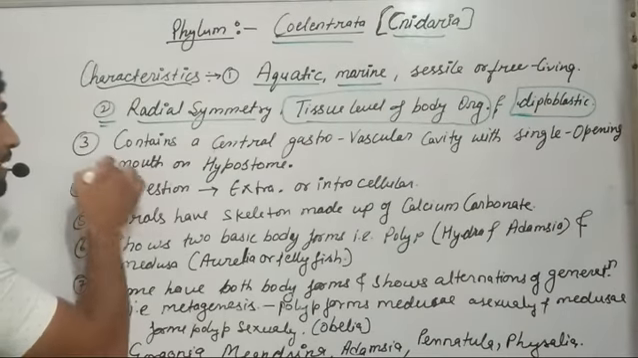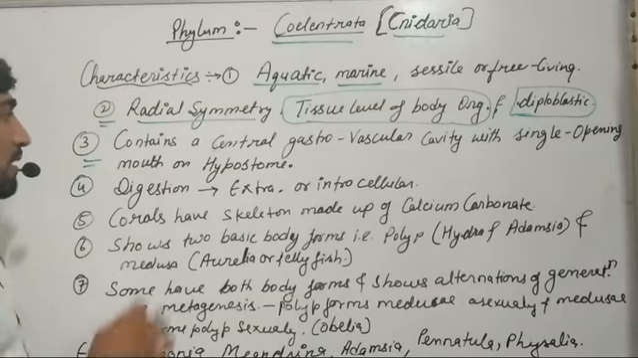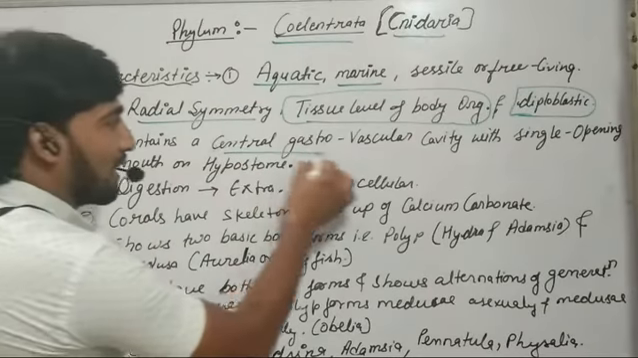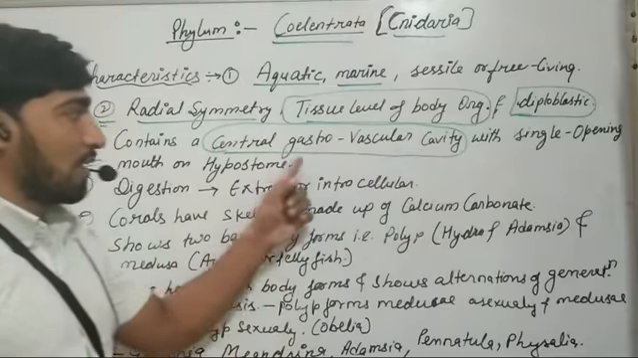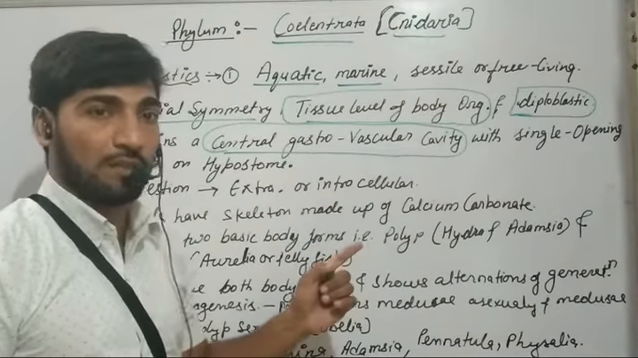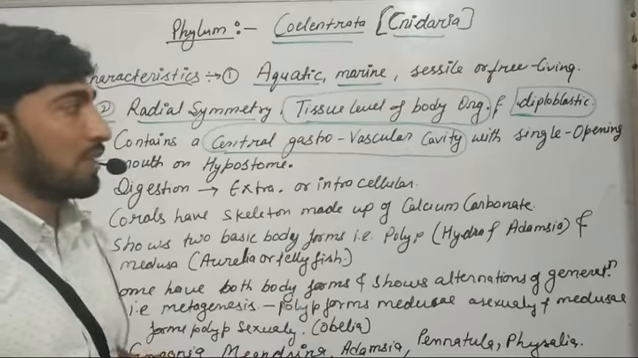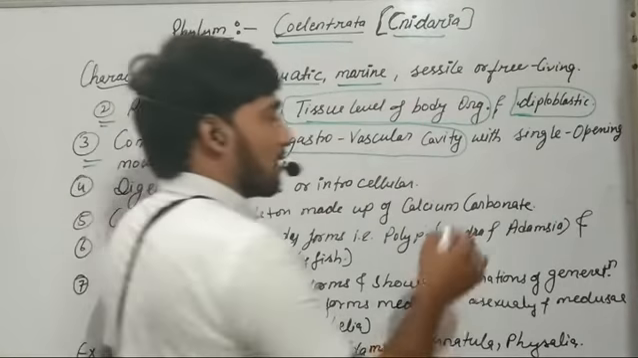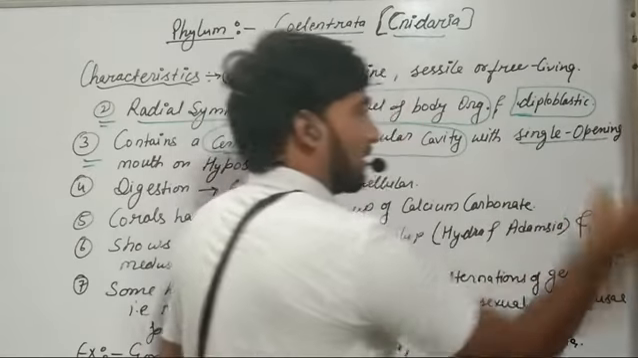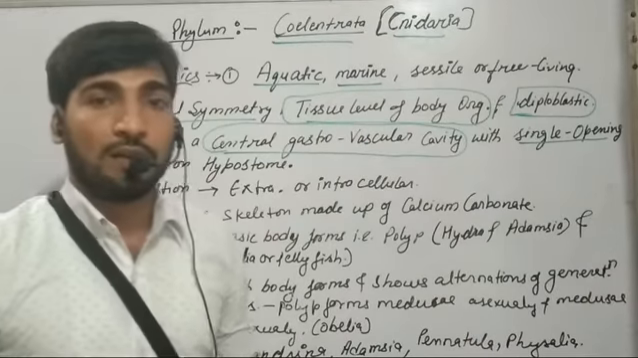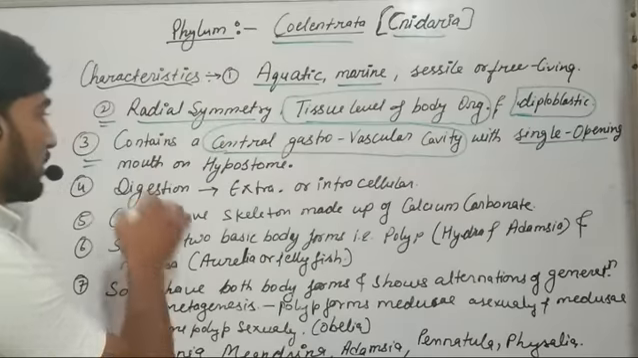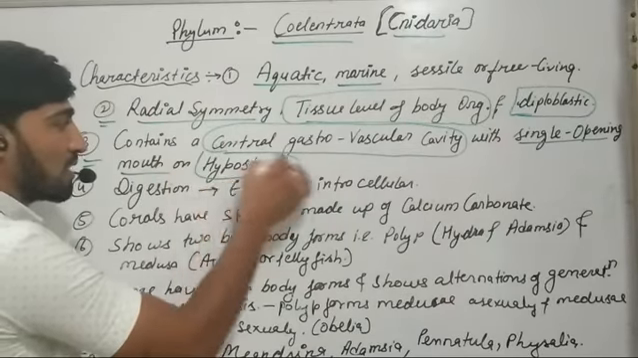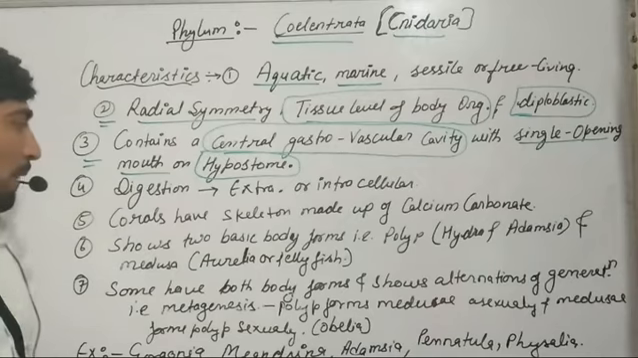Now, the third characteristic of these cnidarians is they have a central gastrovascular cavity in the form of a digestive system, and this gastrovascular cavity contains a single opening, and this single opening is present in the form of the mouth, and this mouth is present on the hypostome.